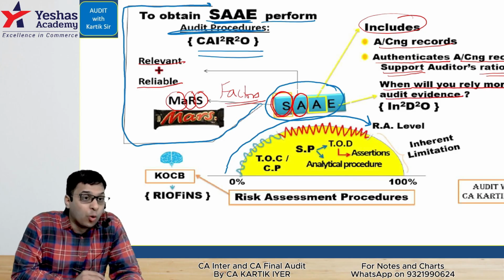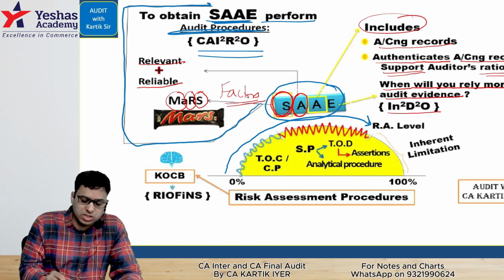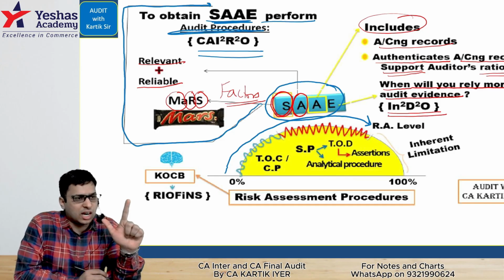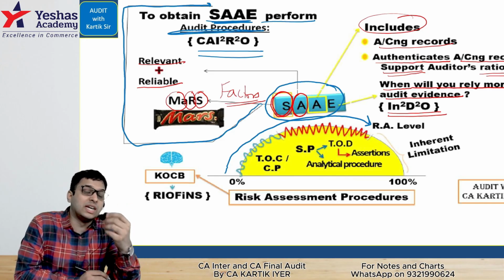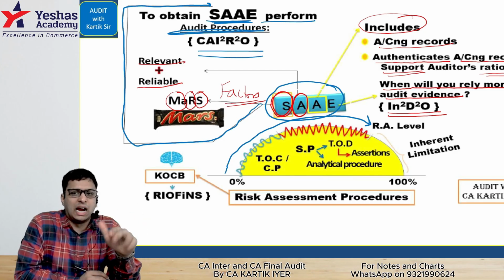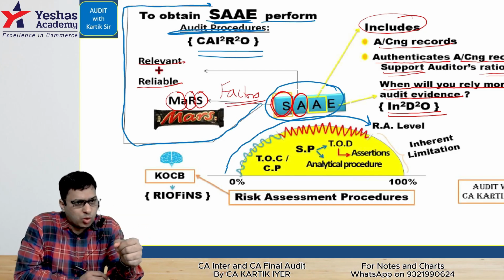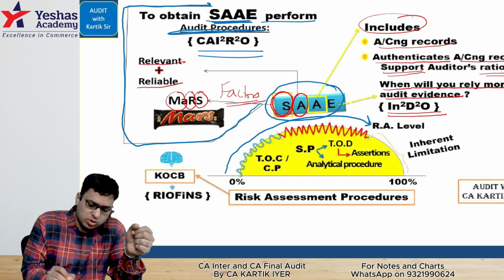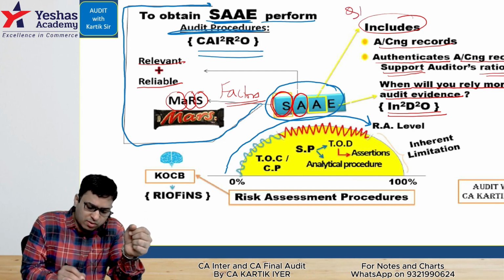We had a code called INDO. Independent sources outside the entity. Internal control: if it is more effective, you'll rely more. If it is directly obtained by the auditor, you'll rely more. Documentary evidence, you'll rely more. And if it is original documents, you'll rely more. That is the INDO code.